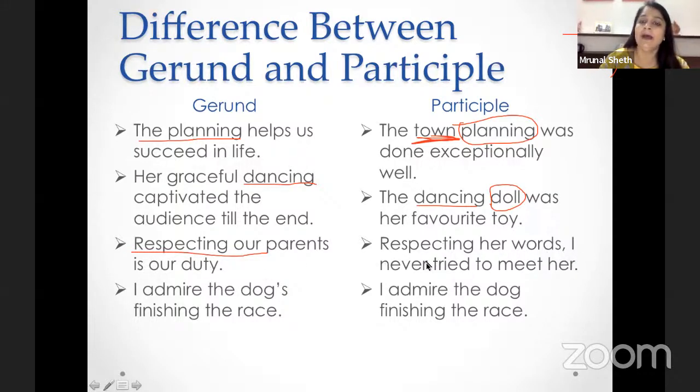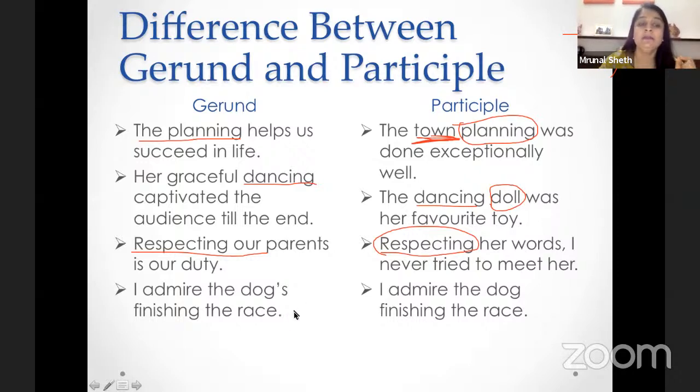Respecting her words, I never tried to meet her. Okay, I never tried to meet her because I respected her words. So, respected her words. This is a participle. Can we replace this with "it"? "It, I never tried to meet her." No, right? So that is another, as I say, there are always two tests. You can replace it with "it" and you will not be able to make sense. And hence it is not a gerund, it is a participle.